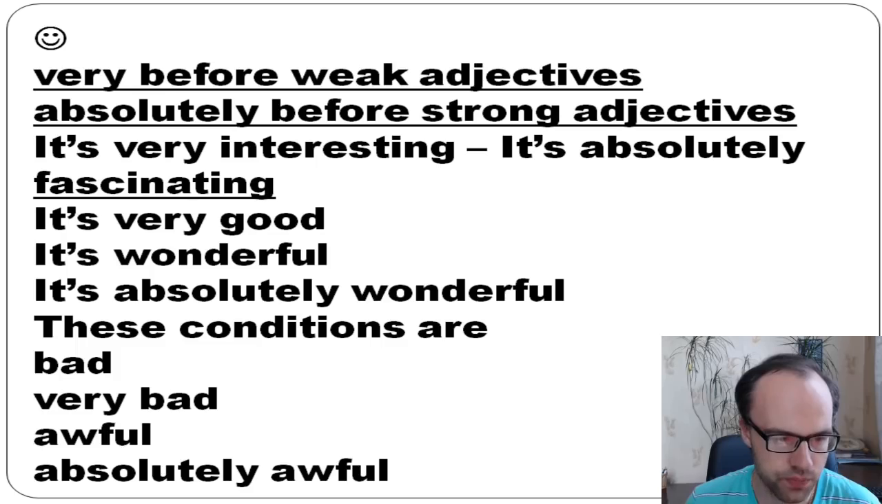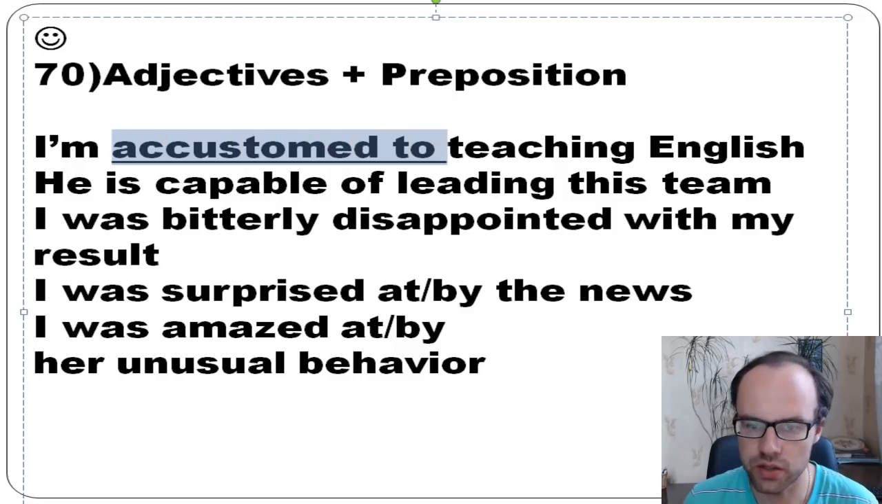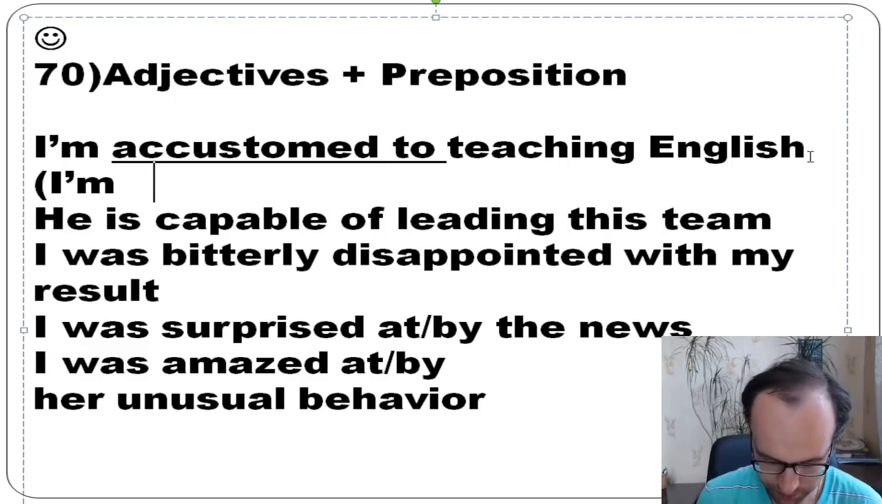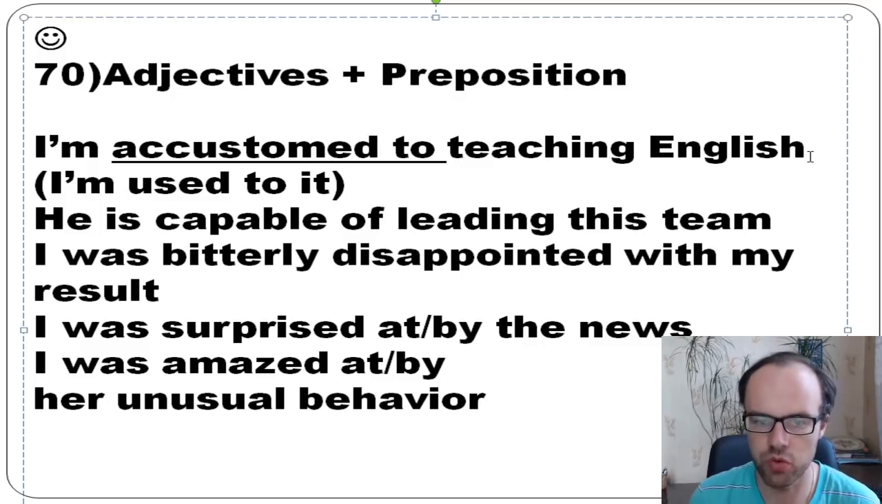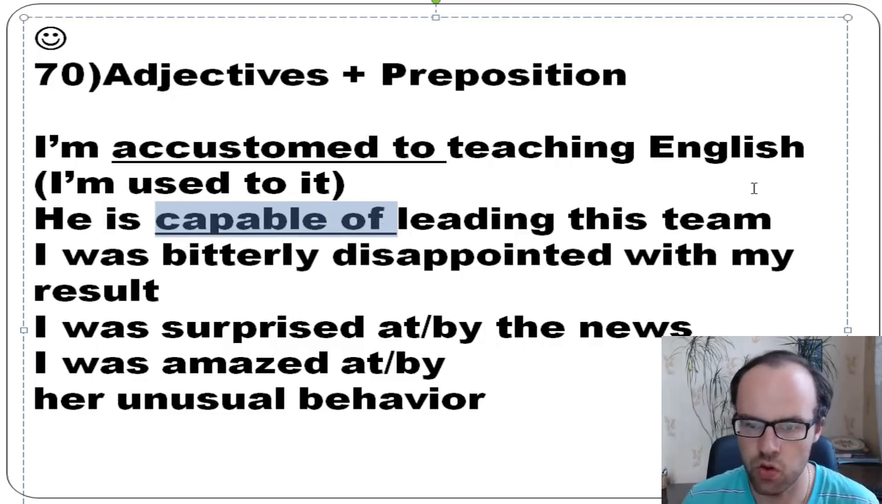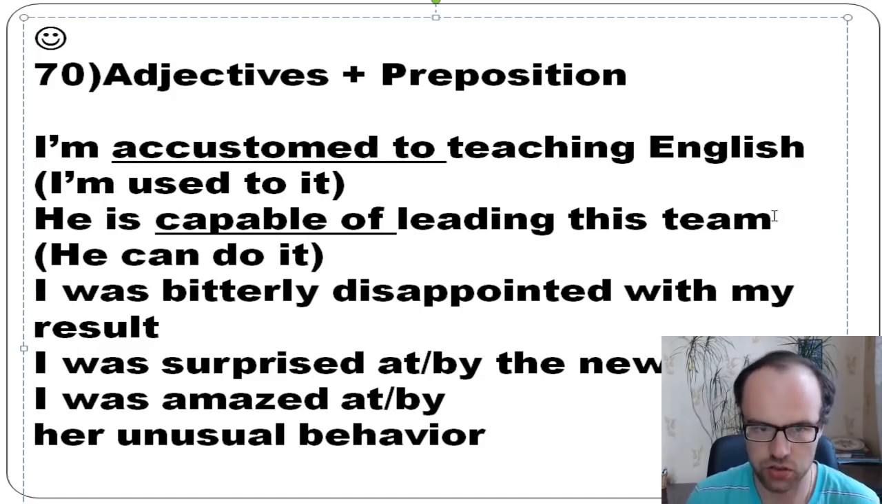Good. Well, what about adjectives and prepositions? You know that there are some adjectives after which you need to use a certain preposition. So you need to remember accustomed to doing something. I'm accustomed to teaching English. It means I'm used to it. It's okay for me. It became normal. Capable of. He is capable of leading this team. It means that he can do it.